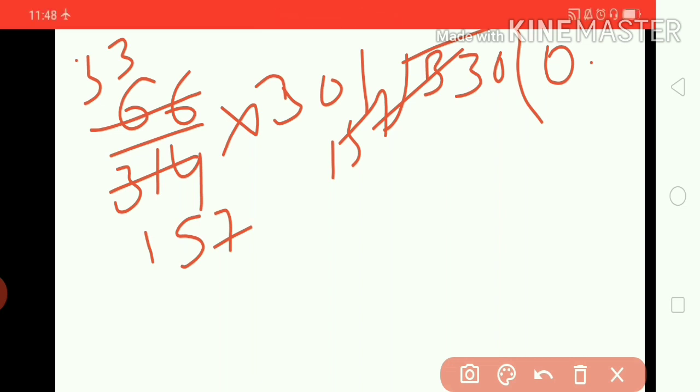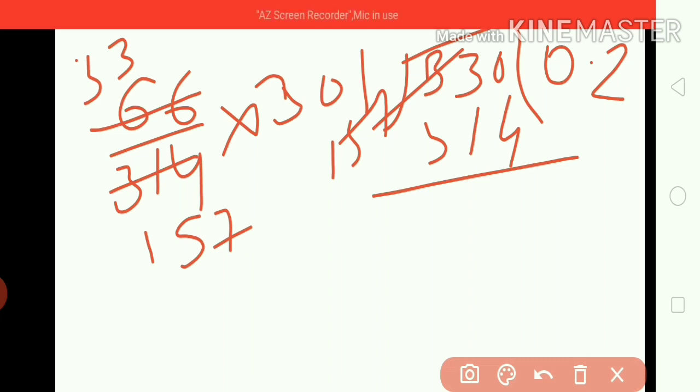Now it goes 2. 2 sevens are 14, 2 fives are 10 and 1 is 11, 2 ones are 2 and 1 is 3, and we will get 10 minus 4 is 6, 2 minus 1 is 1. Again we can put a 0 because we have put a decimal here, so it goes 1.